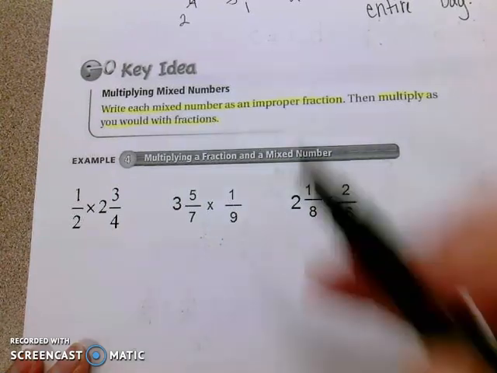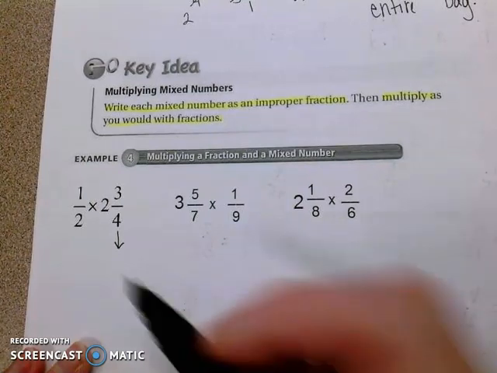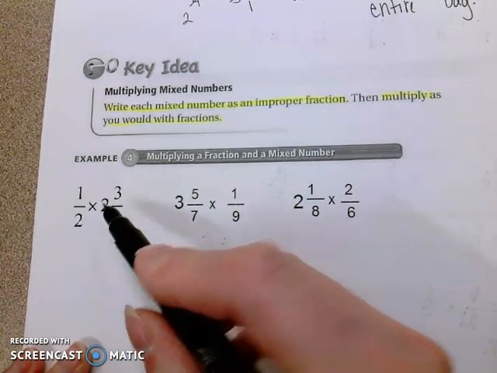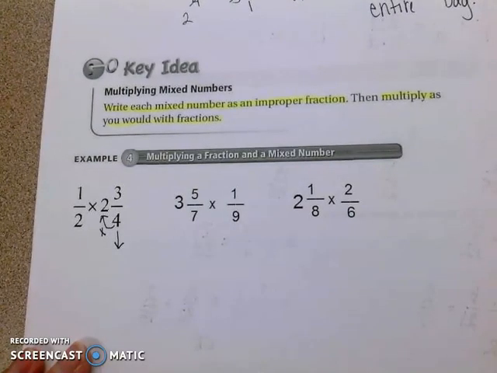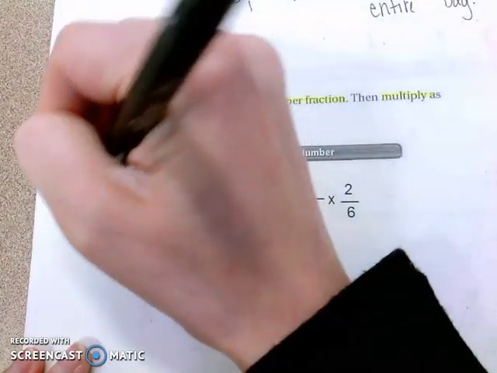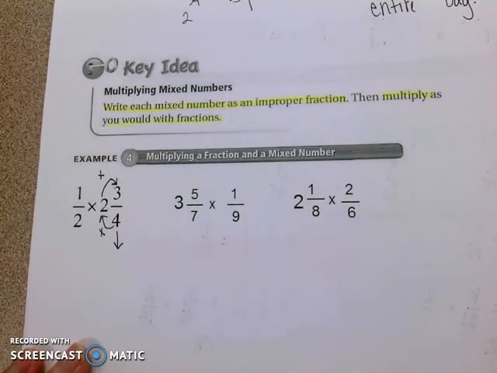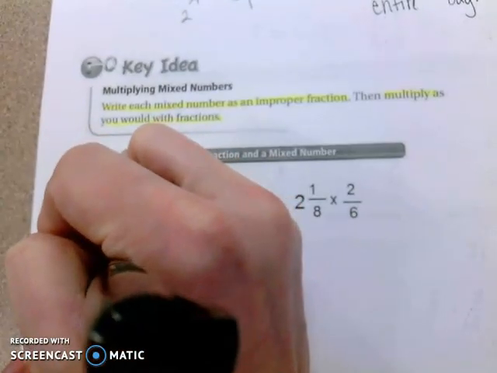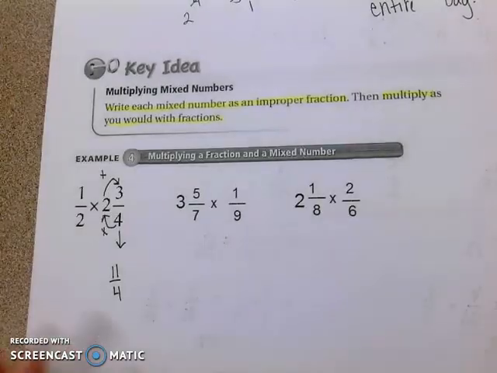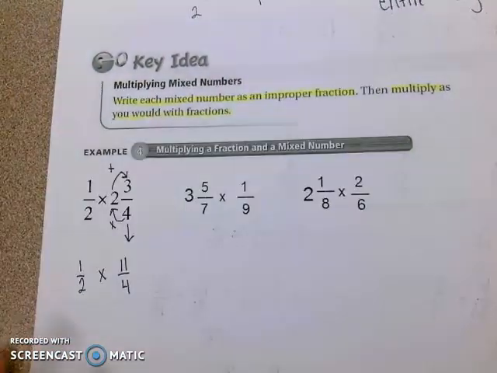So a quick review here. When I'm writing a mixed number as an improper fraction, I want to take the denominator and multiply it by my whole number. Okay, so in this case, 4 times 2, I'm going to get 8. Then I want to add that numerator. So then 8 plus 3 gives me 11, so 11 fourths. I want to keep the same denominator. So my new problem is 1/2 times 11 fourths.